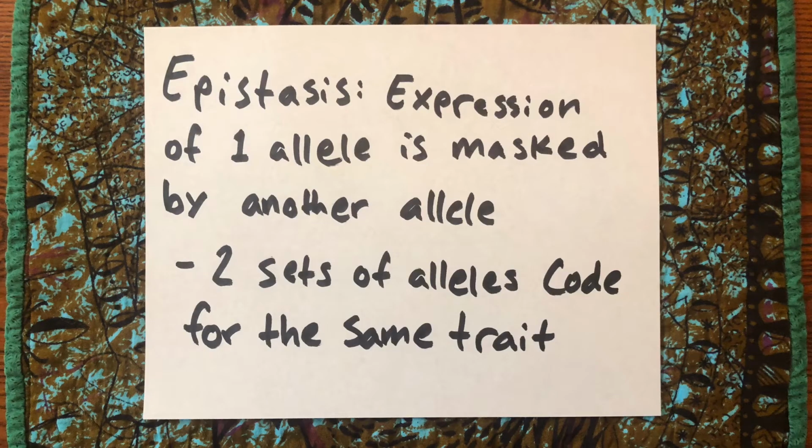And finally, a definition of epistasis: it is when the expression of one allele is masked by the expression of another allele. It is required that two sets of alleles, or two loci, code for the same trait for epistasis. There are many types of epistasis, but for this video, we'll focus on single dominant epistasis.